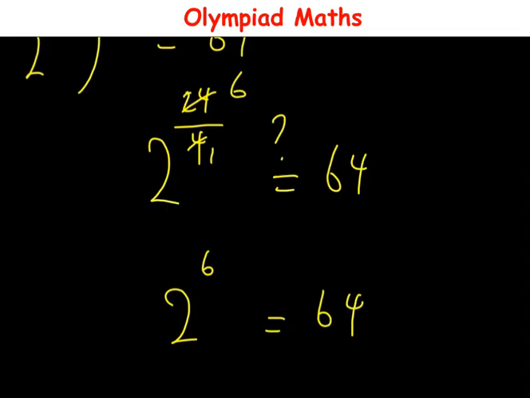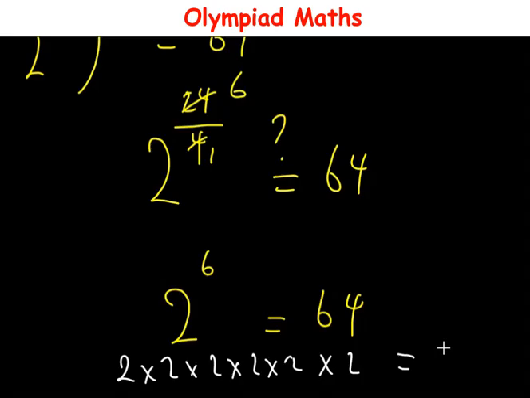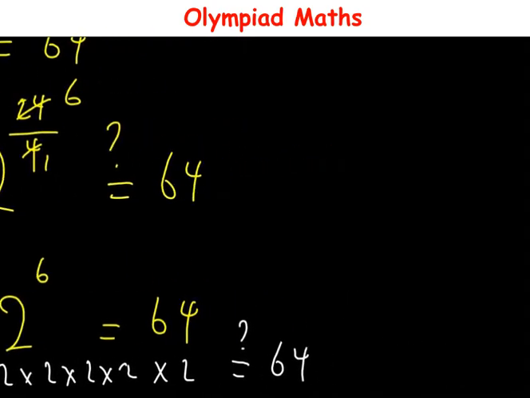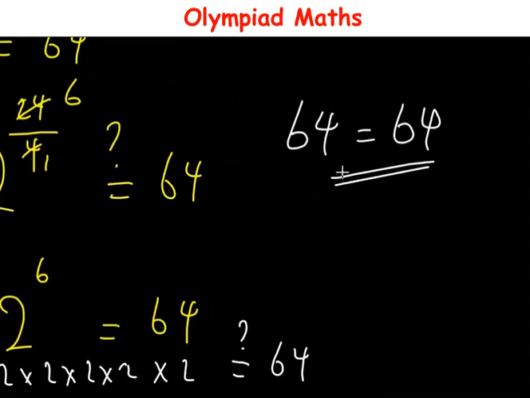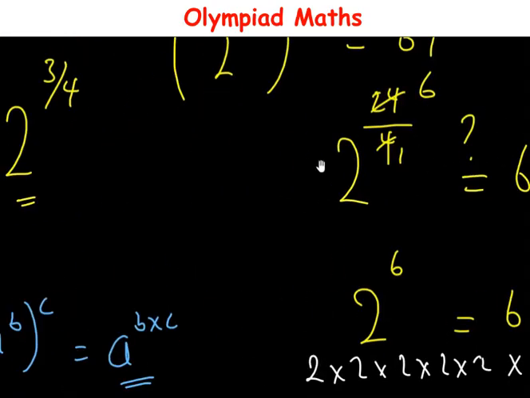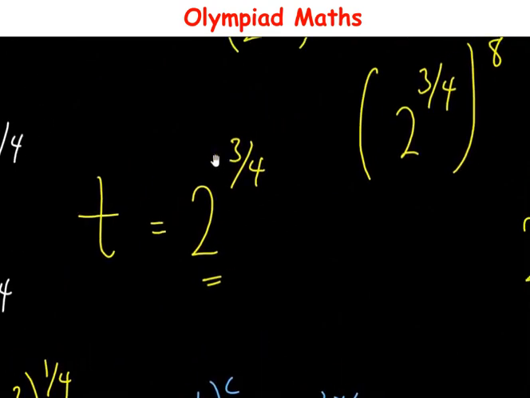Now 2 raised to power 6 is simply 2 in 6 places: 2 times 2 times 2 times 2 times 2 times 2. 1, 2, 3, 4, 5, 6. Equals 64? 2 times 2 is 4, times 2 is 8, times 2 is 16, times 2 is 32, times 2 is 64. So 64 is equal to 64. This has proven that the value of t that we got, 2 raised to the power 3 over 4, is the correct solution.